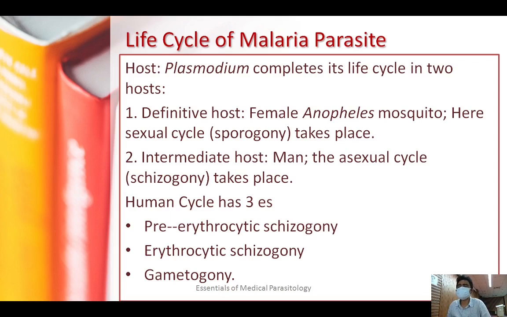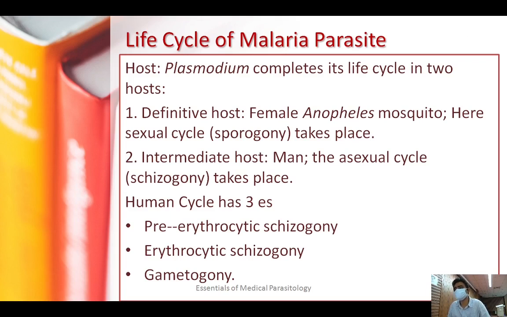The human cycle now has three phases. One is the pre-erythrocytic phase. Pre-erythrocytic, as the name suggests, means that before it enters the RBC, it undergoes multiplication elsewhere. That is basically the liver.